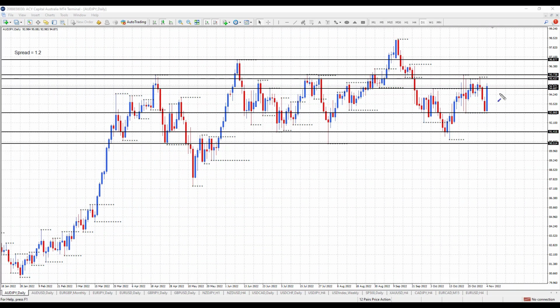Hi traders, hope you had a great trading week. Now I'm on the Aussie yen day chart, got my monthly, weekly, daily support and resistance levels all drawn in. They're referenced in the description below. I'll just discuss the ones close to price now.